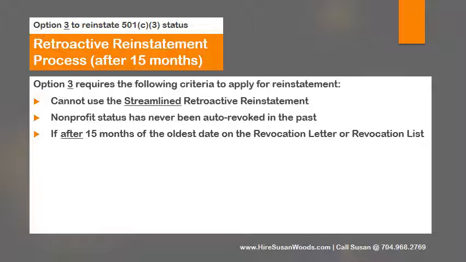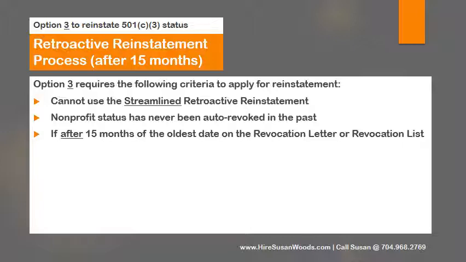If after 15 months of the oldest date on the revocation letter or revocation list. Now that's different from option 2. So going back to the dates again that you've written down, is today's date 15 months later than the oldest date between the revocation letter and the revocation list? So look at the revocation letter. What's the date? Is today's date after 15 months of that date? Look at the revocation list. What's the date? Is today's date 15 months after that date? Then if so, you have met the criteria.